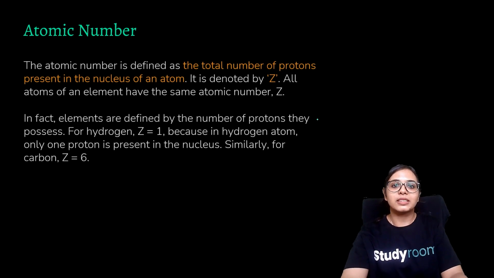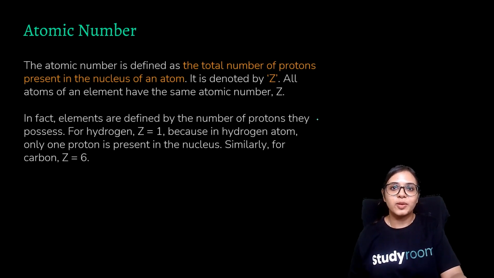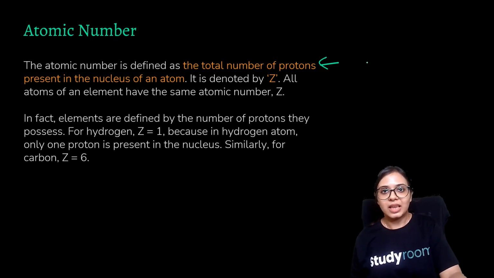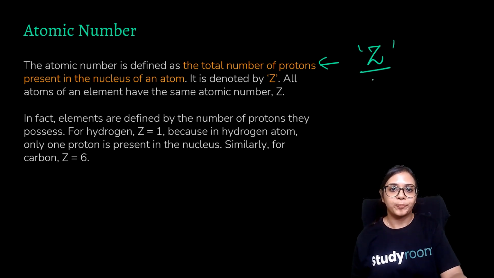Atomic number is defined as the total number of protons present in the nucleus of an atom. To refer to a previous question, if you may remember, I had given you a glimpse of what an atomic number is. The number of protons in an atom is known as the atomic number, and it is represented by the letter Z. All atoms of an element have the same atomic number.